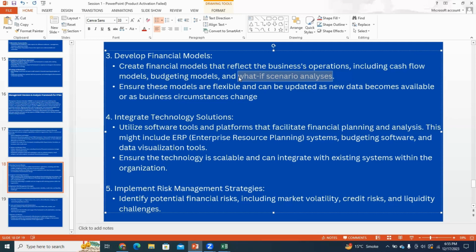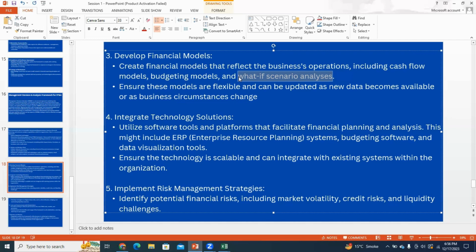Integrate technology solutions. This is a new thing. It means utilizing software tools and platforms that facilitate financial planning and analysis. This might include ERP systems, enterprise resource planning, budgeting software, and data visualization tools. Ensure that technology is scalable and can integrate with the existing systems within the organization. This means the internal technology should be kept up to date for management reports, for preparing financial reports, and for preparing different reports.